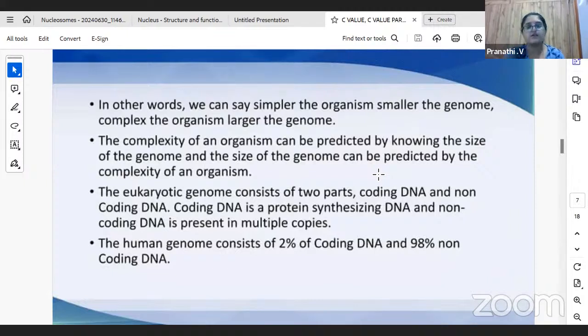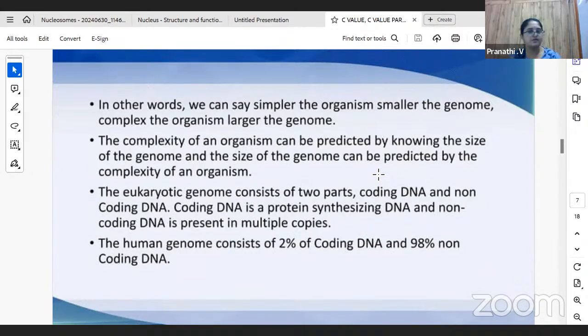So in other words, we say that the simpler the organism, the smaller the genome. And if it is a larger organism, we say larger genome. So if you know the genome size and it is a large genomic size, then you would know that it is a complex organism.